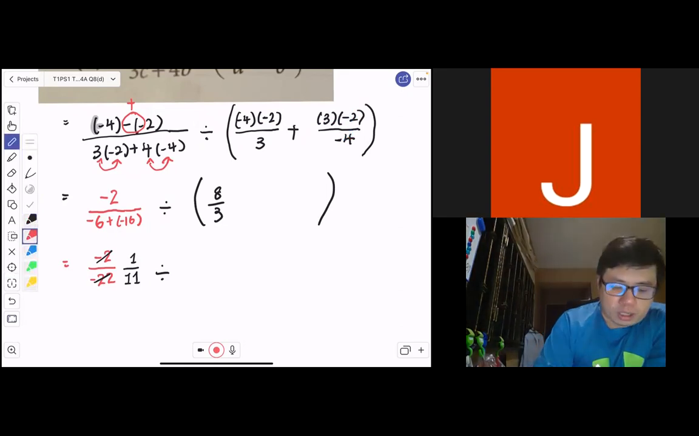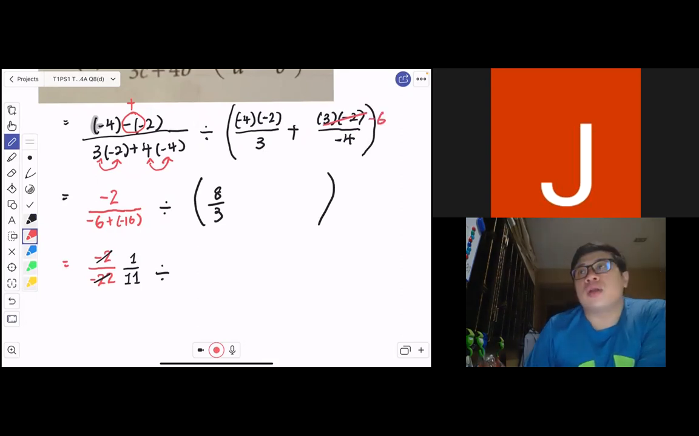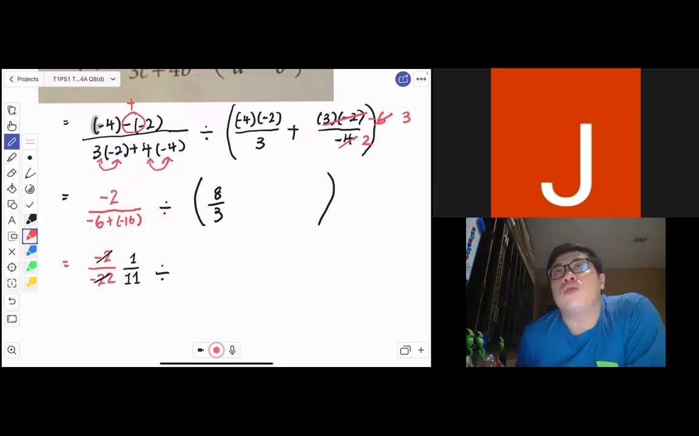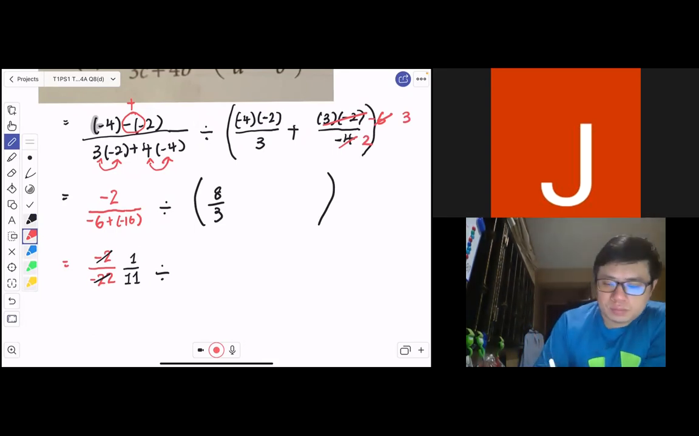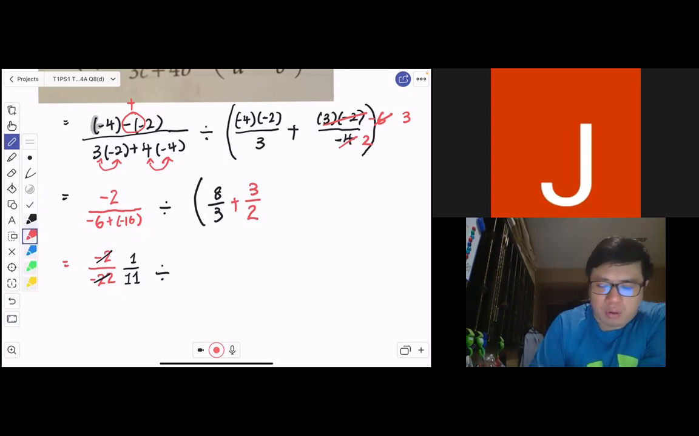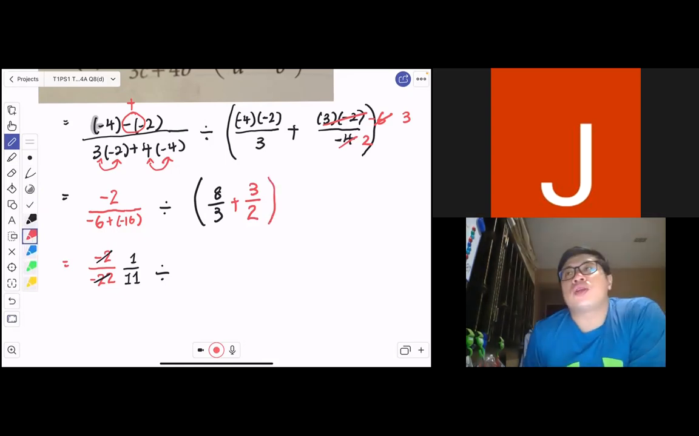Then -6 over -4: 3 times -2 is -6, and -4. If I do some quick math, I can simplify -6 over -4. I divide by -2, top and bottom. This gives me 3/2. I hope I'm not going too fast. If I'm going too fast, just put a comment here and I'll do another video for this.